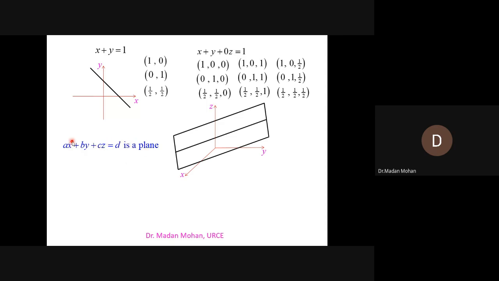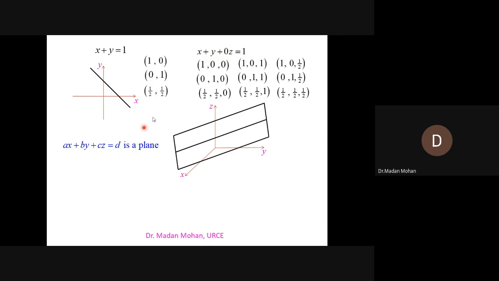You don't have squares, x square or y cube or z power 4 like that. Ax plus by is a linear combination. Ax1 plus bx2 plus cx3, I explained previously, linearly dependent and independent. The same concept is used here also. Ax plus by plus cz equal to d is a plane equation in three dimensions.